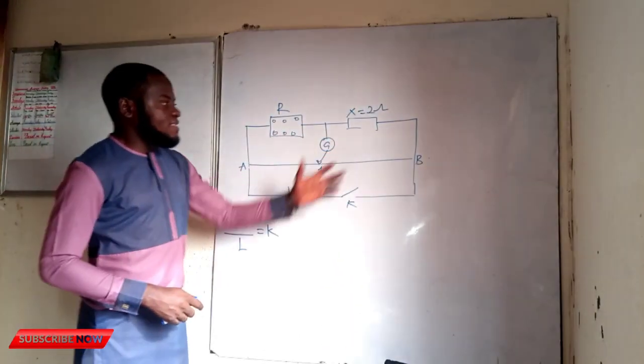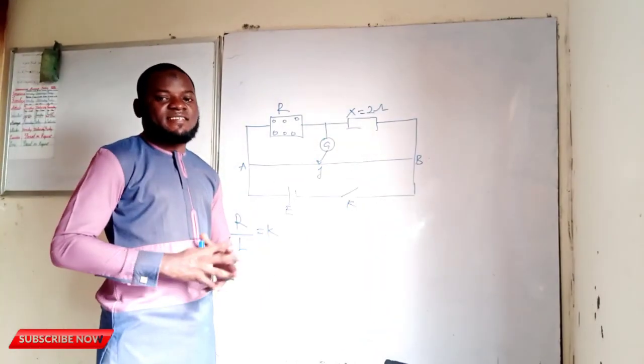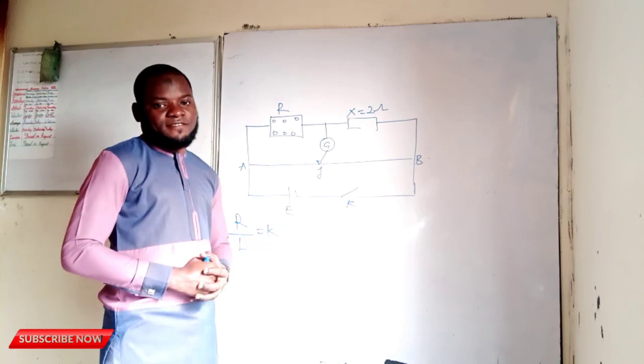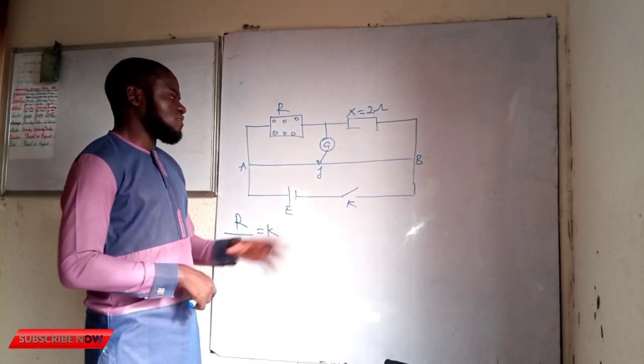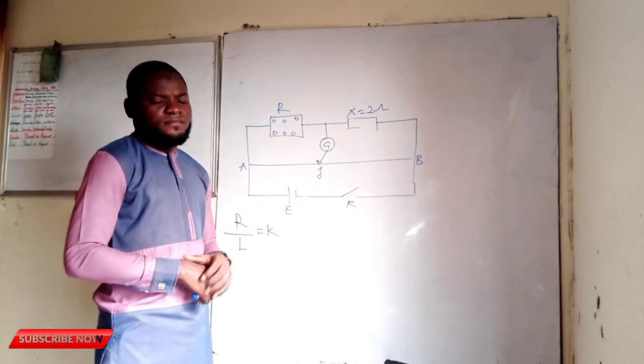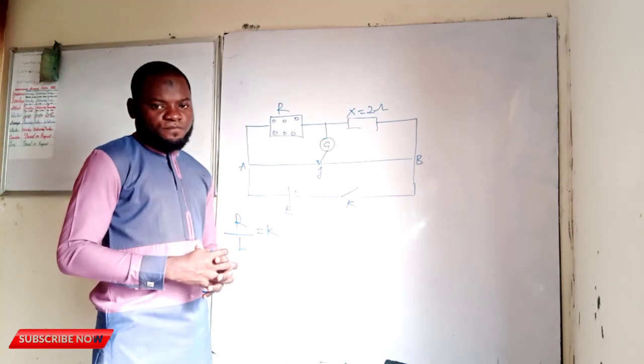Now, this is the experiment given to us. How can we get our readings? That's the second phase of this class. How can we get our readings with this? For us to get our readings, it is something that is very, very simple and achievable.